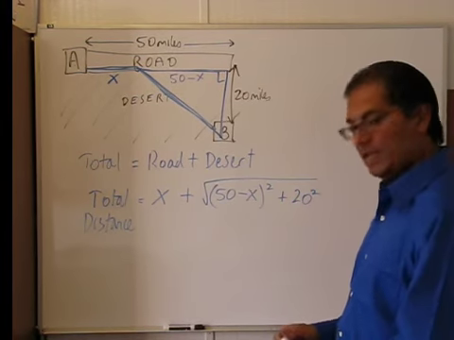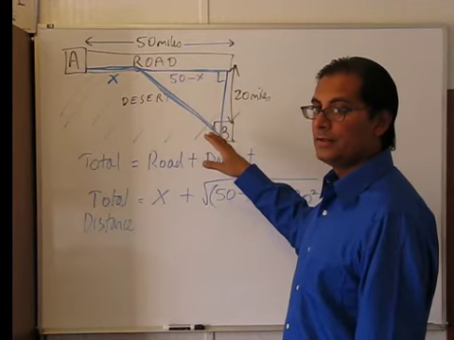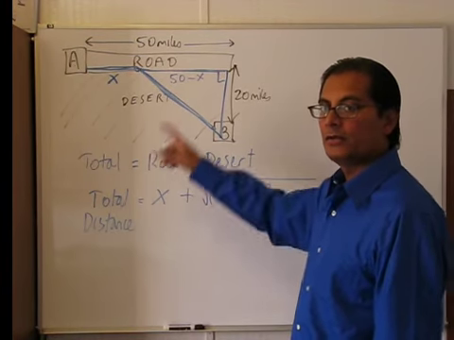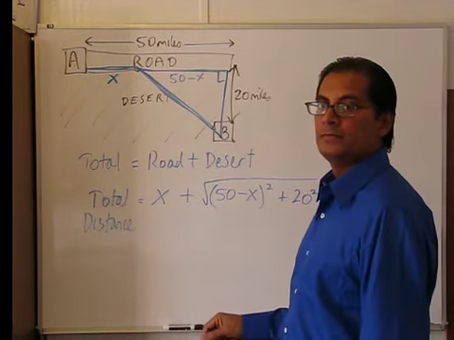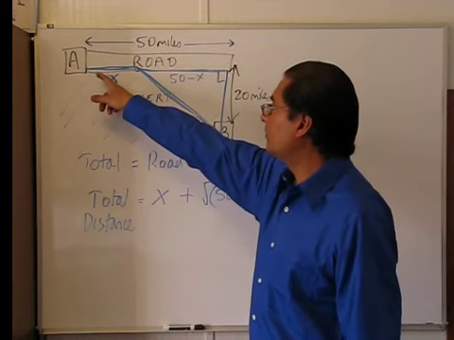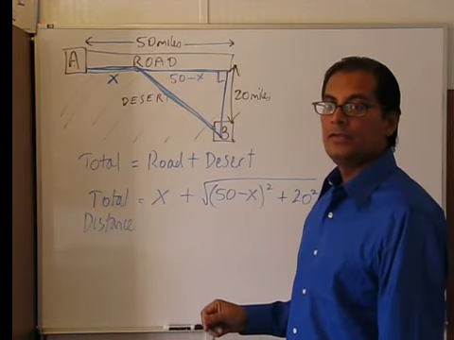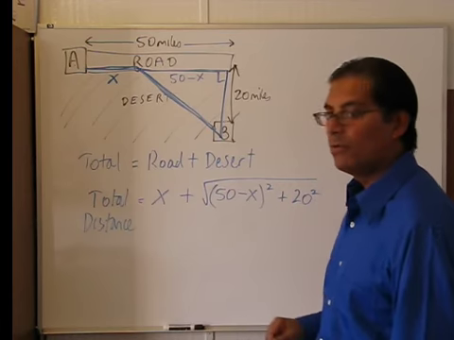However, in many questions, you may have different speeds on road and on desert, and you may want to know the minimum time to get across here. Or another question may be you're laying a cable, and you may have different costs laying a cable on the road and across the desert. And you may want to know the minimum cost. So you would use this type of formula to find that.